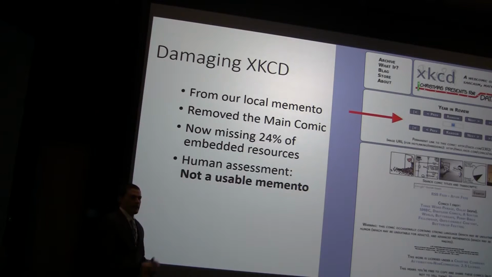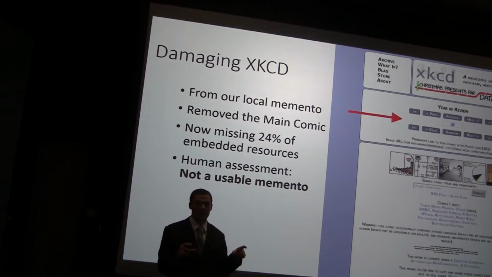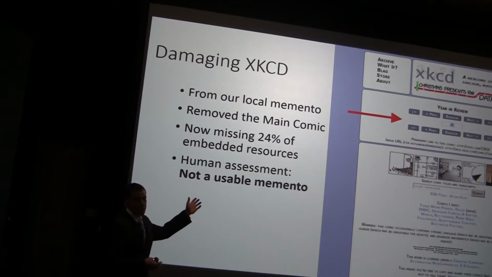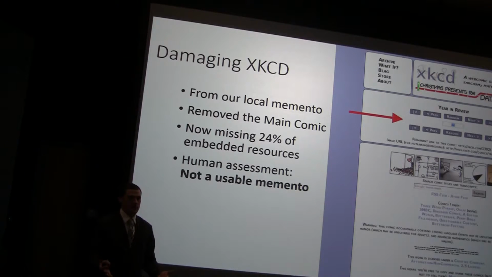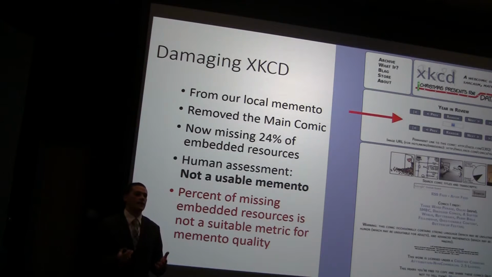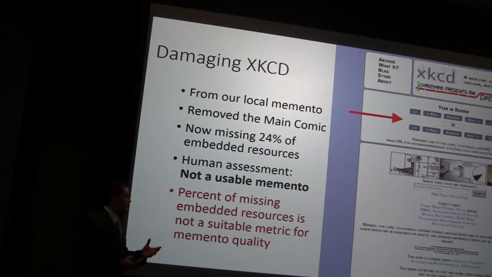However, if we put back those 2 smaller resources and take away the main comic, we're now only missing 24% of the embedded resources, but now we can't laugh at a funny comic, and we as humans will say, well, this is not a usable memento, demonstrating that the naive metric of just the proportion of missing embedded resources is actually not a very good metric for assessing the quality of a memento.